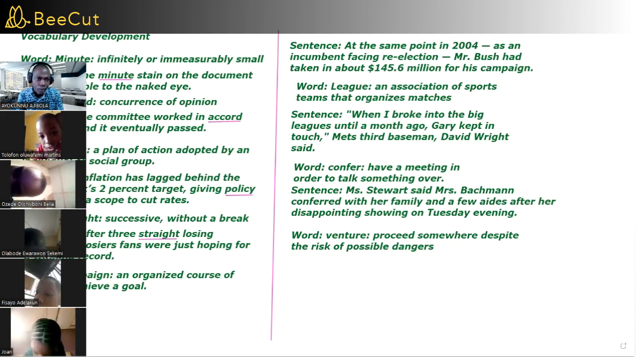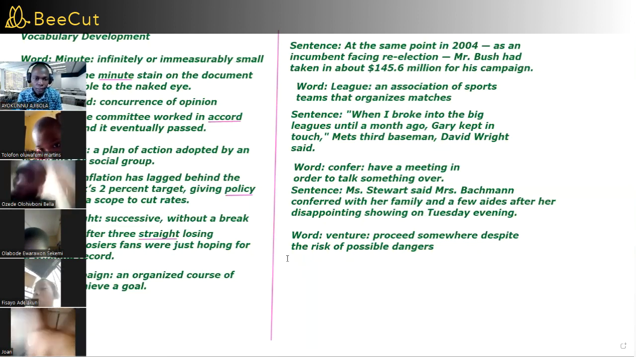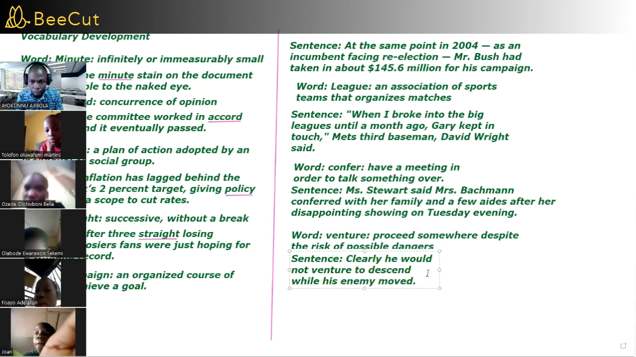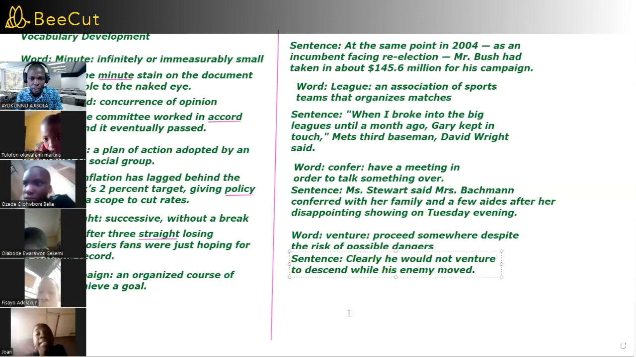So, clearly, he would have not ventured to descend while his enemy moved. So that's a sentence there. Clearly, he would have not ventured to descend while his enemy moved.